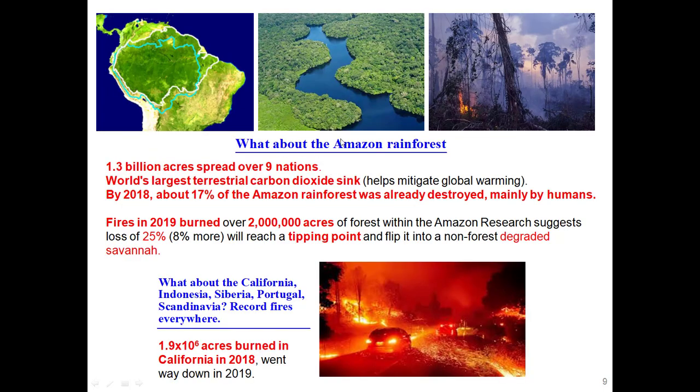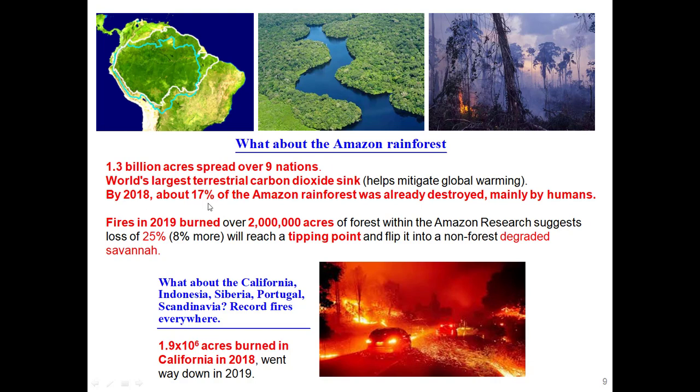There's other places too. Amazon. Okay, Amazon's been in the news this year too. Amazon's this huge rainforest area, which is full of diversity and full of plants that are absorbing carbon dioxide. So this is just an incredible resource for us. It's about 1.3 billion acres and spread over 9 nations. They say it's the world's largest terrestrial, that means land, carbon dioxide sink. So that's helping us with this global warming problem we got.